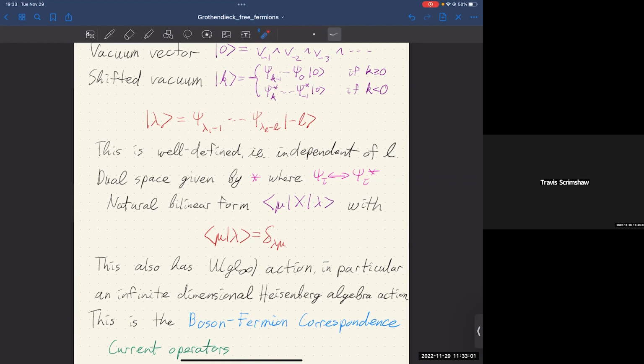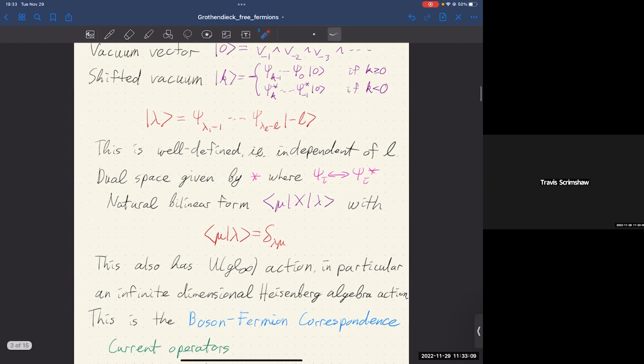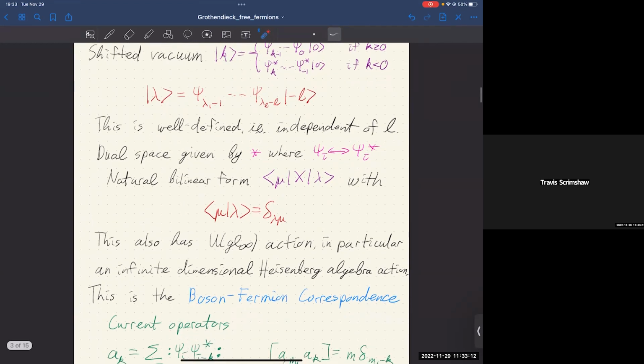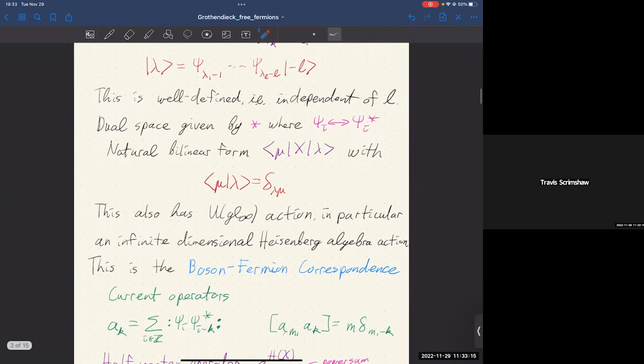So this is a perfectly nice representation of an infinite rank Clifford algebra. But because we're indexing everything by partitions and looking at this subset of vectors, well, it also carries an action of the universal enveloping algebra of GL infinity. And inside of that, there's actually an infinite dimensional, or infinite rank, Heisenberg Lie algebra. And the fact that this action also exists on this same representation is known as the boson-fermion correspondence.